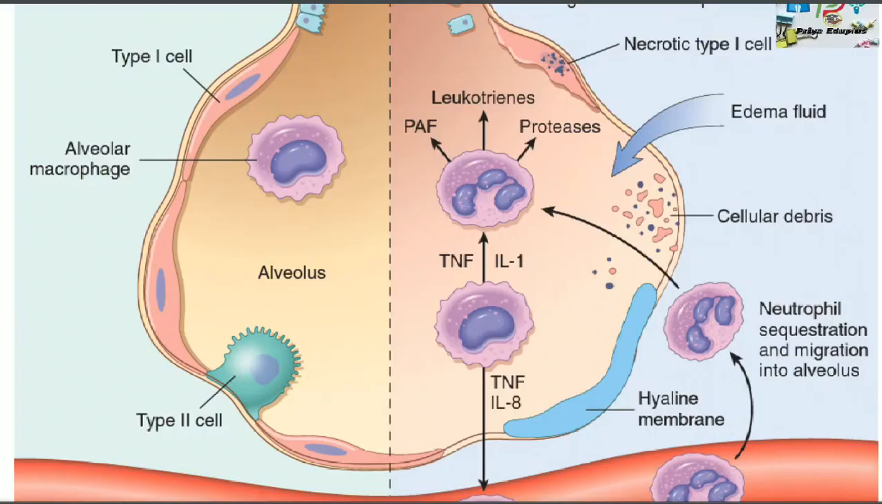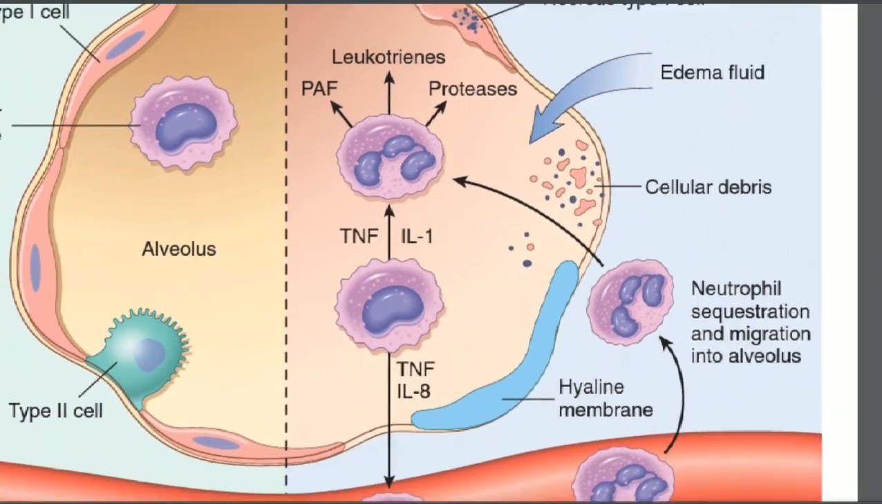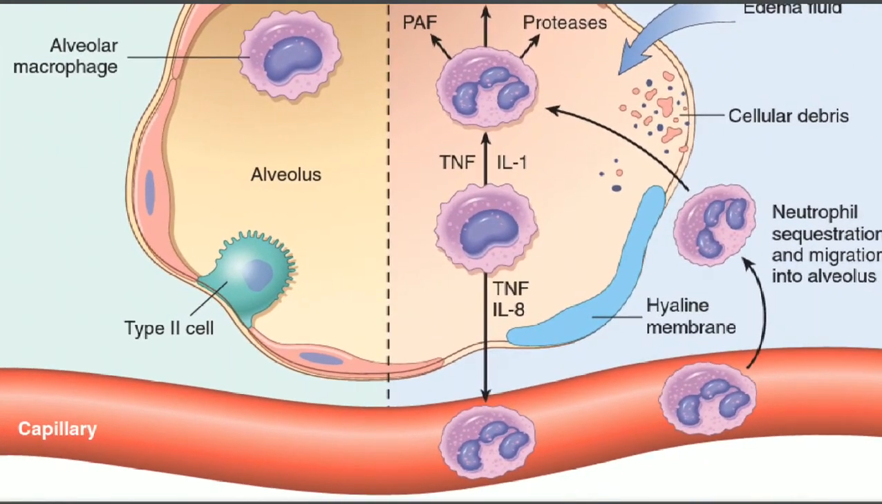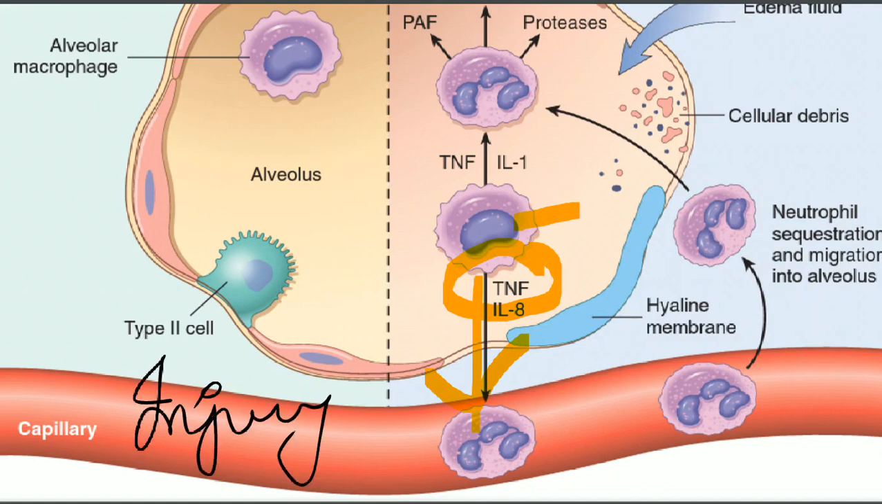let's see this diagram. I've already told you that this is the macrophage. It is liberating tumor necrosis factor. This tumor necrosis factor acts on the blood vessels, so it either injures the blood vessels, and some of them will cause activation of adenosine.